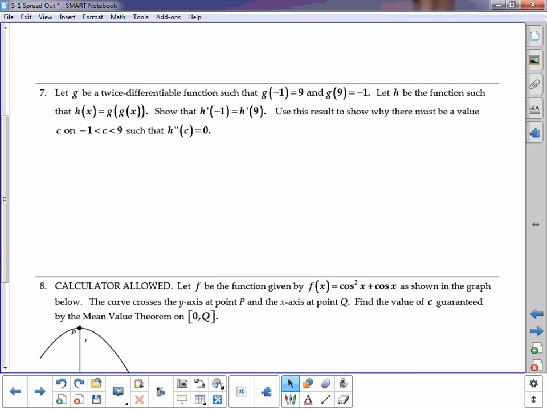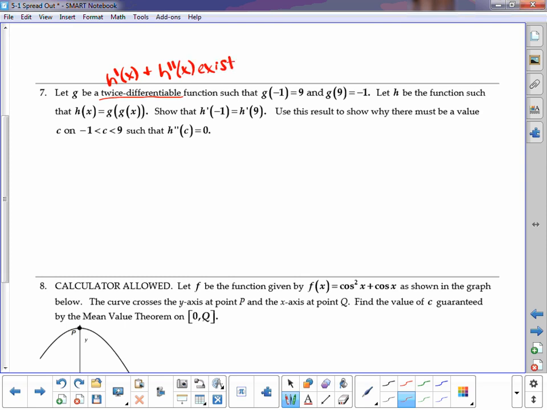Okay. So it's a twice differentiable function. That means guaranteed we can take the derivative 2 times. So both the derivative and the second derivative exist. And again, if our function is differentiable, that automatically means that it is continuous.